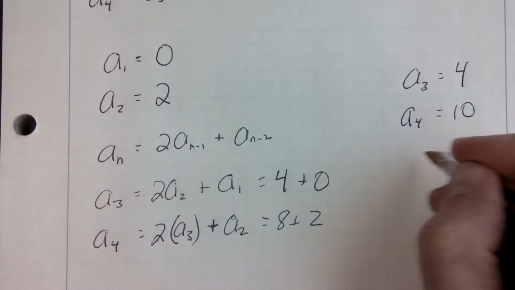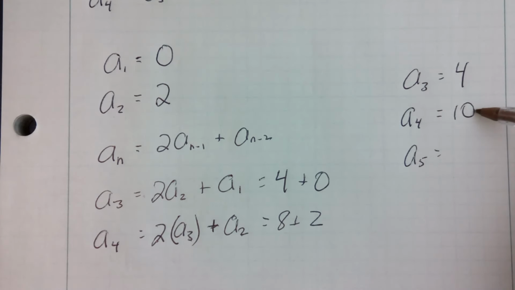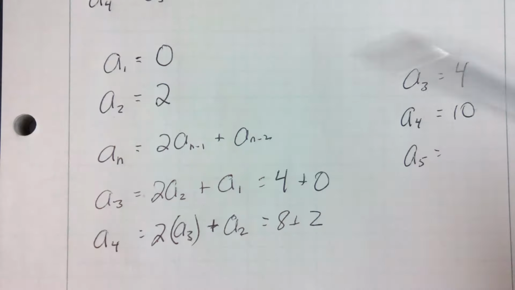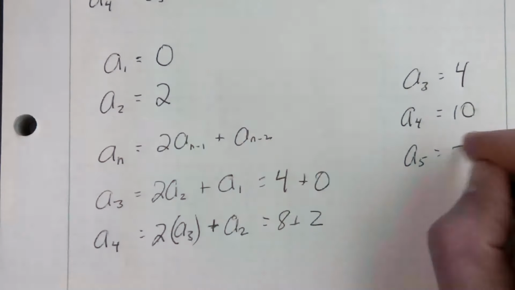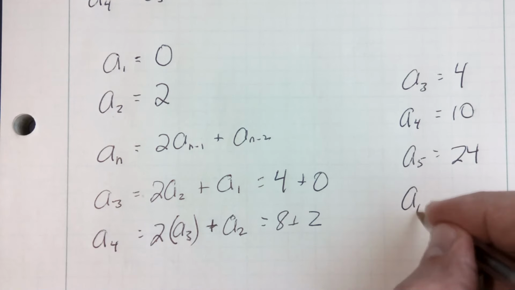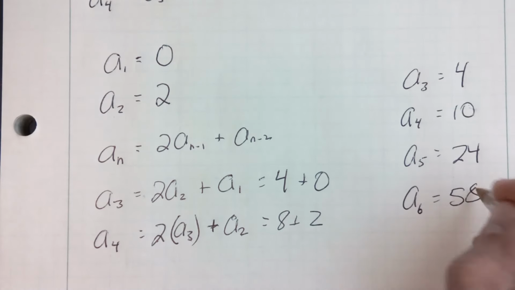Now if I wanted to find the next term, I'm going to double this, 2 times the previous term. That's what it says. 2 times 10 is 20, added to this term, so it's going to be 24. The sixth term, well, I'm going to double this, 2 times the previous term, which is 48, added to the term that was before that. 48 plus 10 is 58, and so forth and so forth.